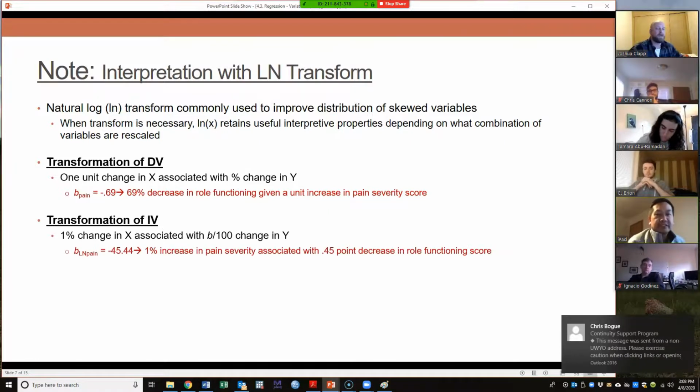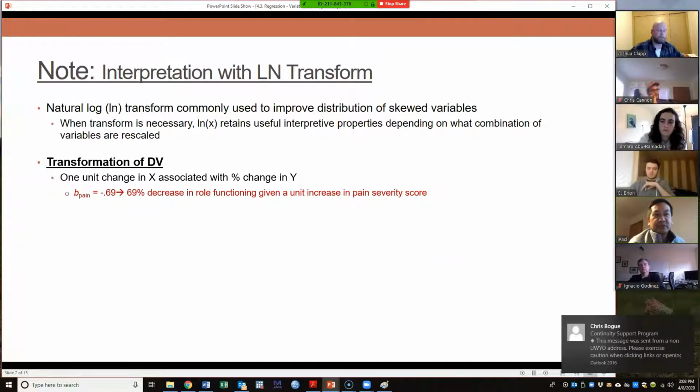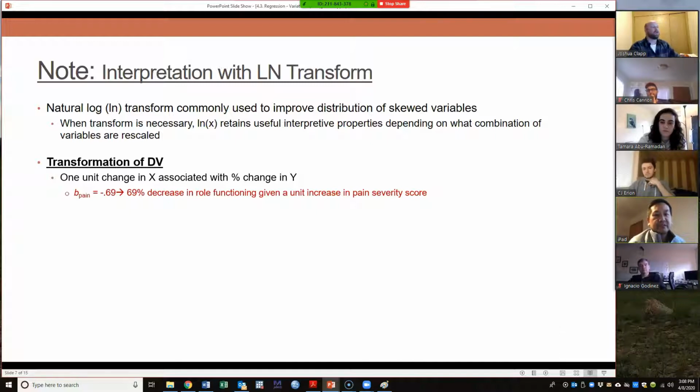Okay. Josh, yeah. Is that true whether you put the plus one or not in that transform? Yeah. Because the additive constant just switches the scale. That doesn't change anything. We're talking about percentage increase, percentage decrease. So the constant doesn't matter. You could add a constant of 100 to it, and the interpretation will remain the same. Okay. Cool. So that's if we transform our outcome.